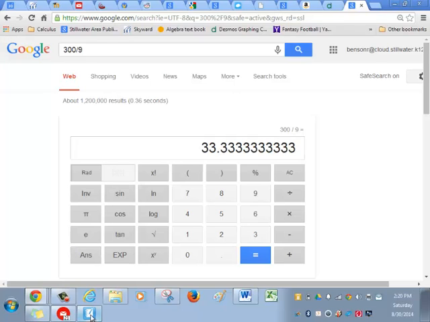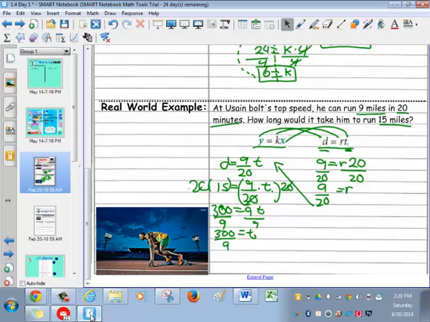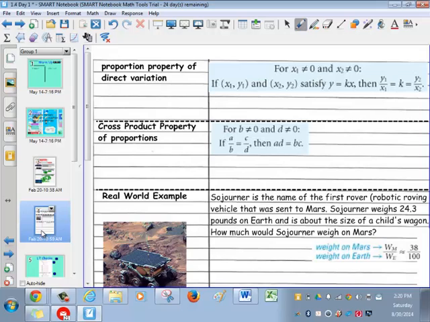So we know that what we're looking for, time, it would take him 33.33 minutes to run 15 miles. That's what it would take him. He's a fast guy. And the next page, what are we doing on the next page? On the next page, we are going to figure out a proportion using that same concept. I bet you were all like, just use proportions. That's what we're going to do on the next page.